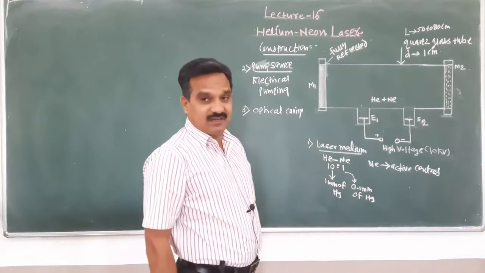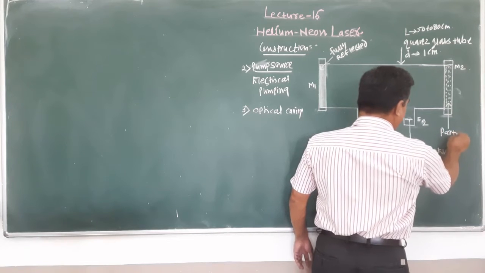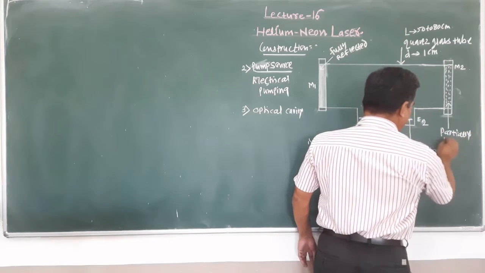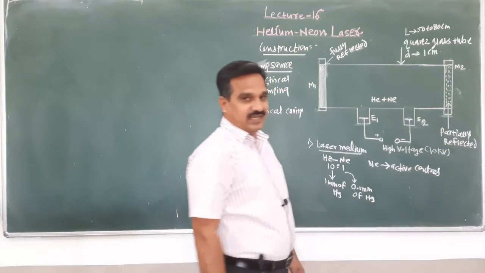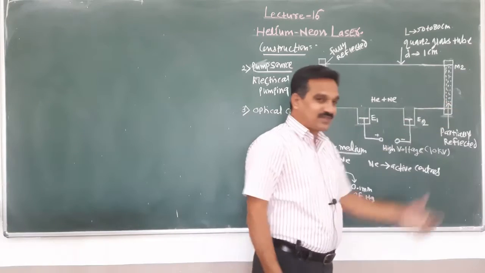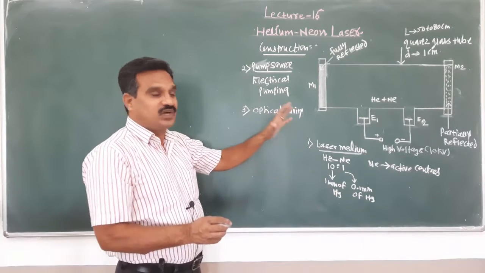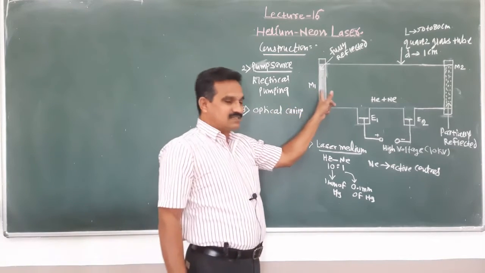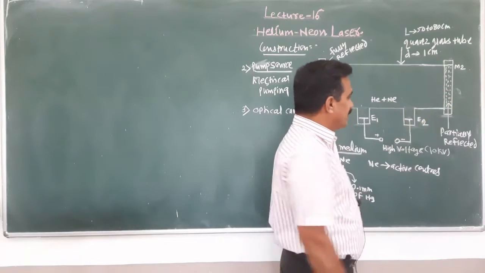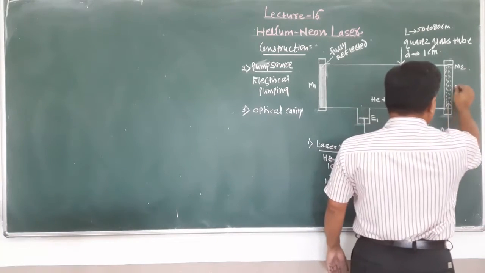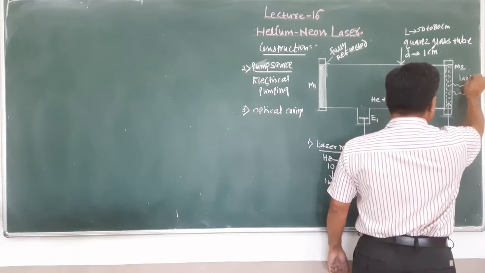And the other mirror, M2, is partially reflecting. These two mirrors as a whole form the third component, the optical cavity or resonating cavity. This one is coated with silver 100%. This one is partially coated, because the laser beam is emitted here.